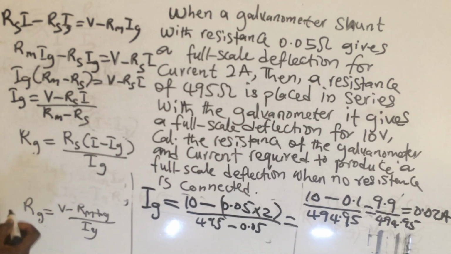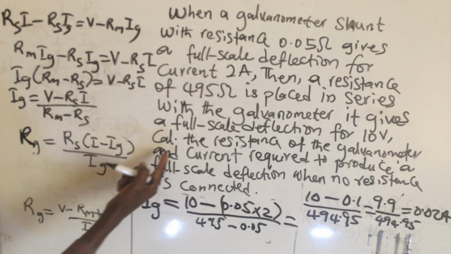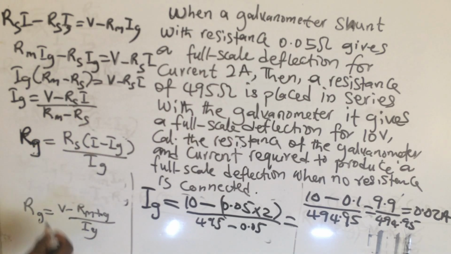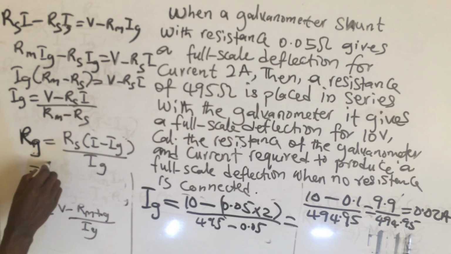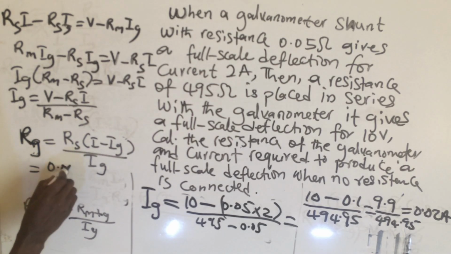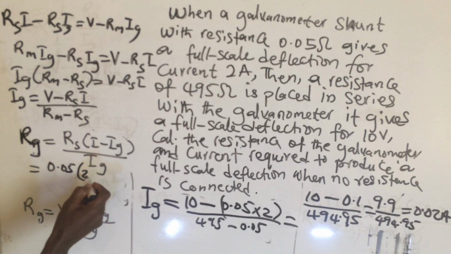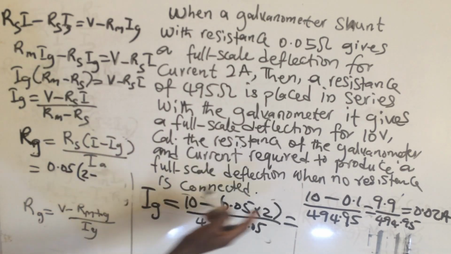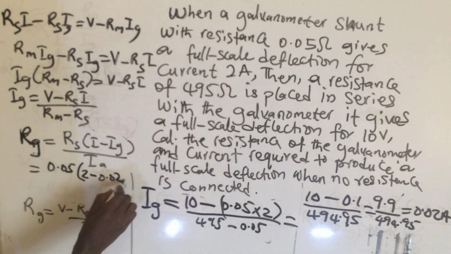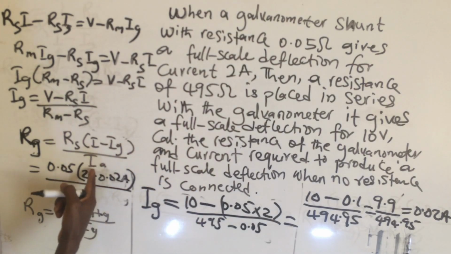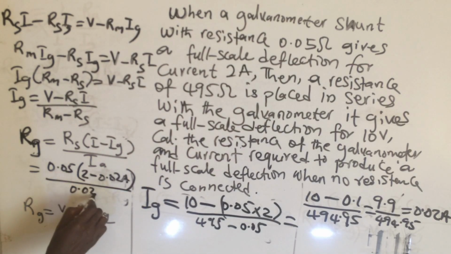Now let us calculate the second question, which says we should calculate the resistance of the galvanometer. So we can use any of the formulas. Either we use this one or we use this to calculate this resistance. So let's use the first one, which will now give us Rs, which is given to be 0.05, in bracket 2, which is the main current, minus the current we have calculated, 0.02 ampere, all over the current of the galvanometer, which is 0.02 ampere.